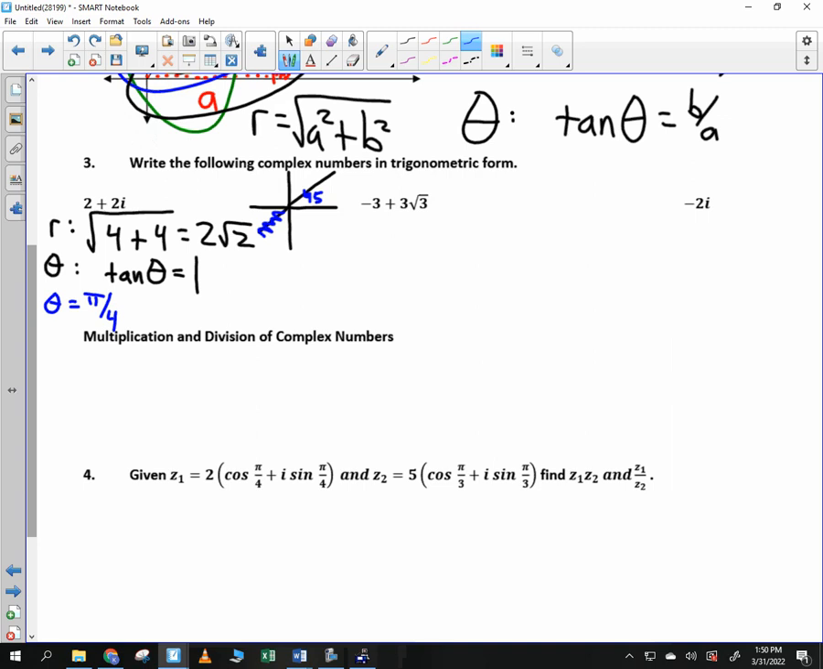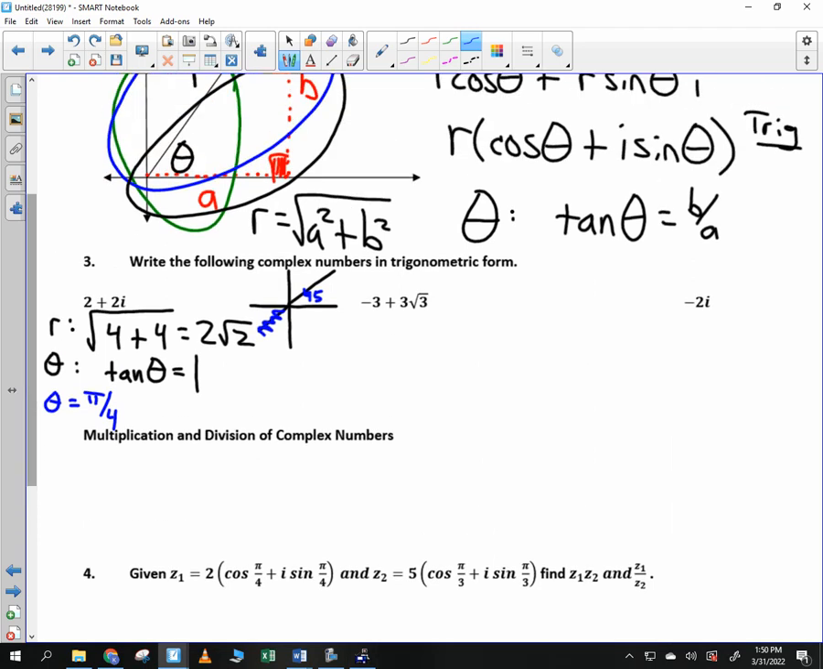So I have R and I have theta. Now I'm going to write it in what we call trigonometric form. Your R value is 2 roots of 2 times the cosine of pi over 4 plus i sine of pi over 4.